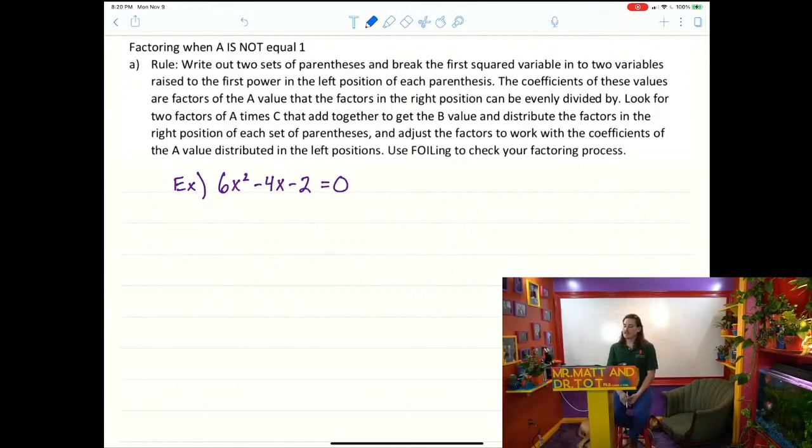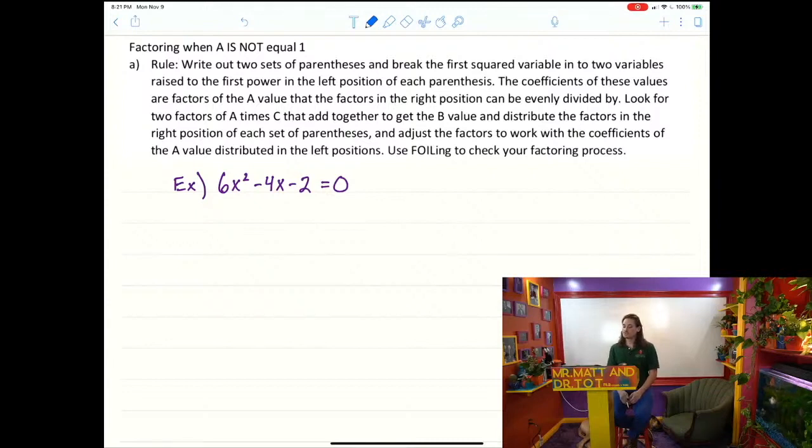Otherwise, let's take a look at when a is not equal to 1. So this is where you have to consider not the factors of just c, but the factors of the product of a times c. You also need to consider the factors of a because your leading monomial has a coefficient now. That coefficient itself needs to be broken into factors to be coefficients of the x's in the left-hand position of the binomial. So when you write out your parentheses, now in front of the x's, you're going to have numbers.